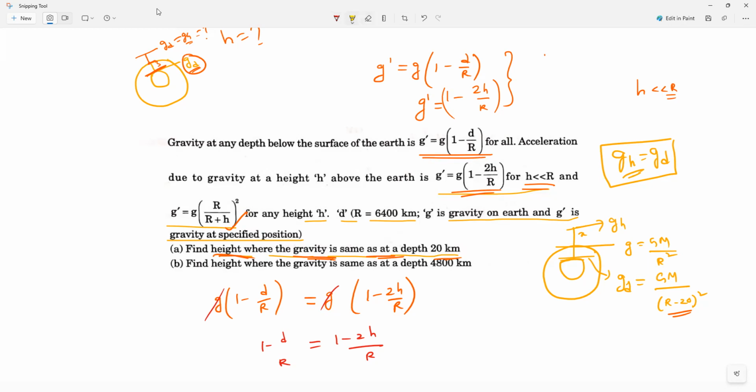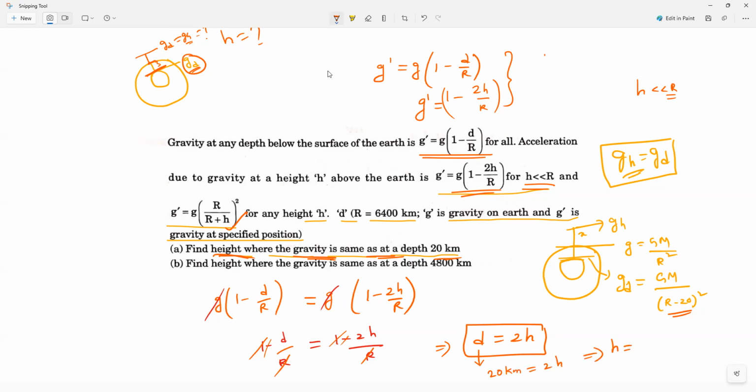Clear? Now, on both sides something else can get cancelled. Anybody can tell what can get cancelled, guys? Yes, R can get cancelled. 1 can get cancelled. Minus will get cancelled. What is remaining? d is equal to 2h. Will you all agree with me? They have already given that d is equal to how many kilometers? 20 kilometers. So 20 is equal to 2h.